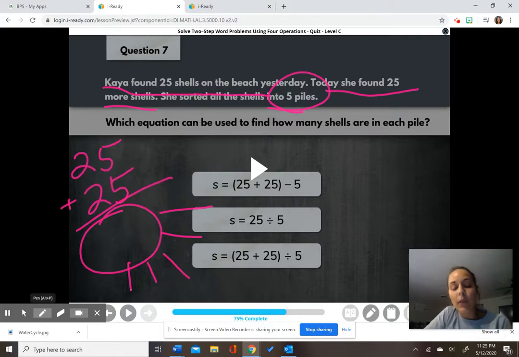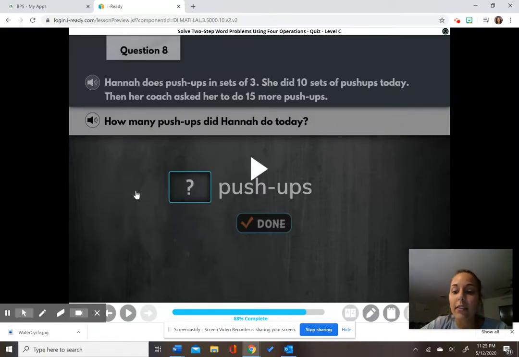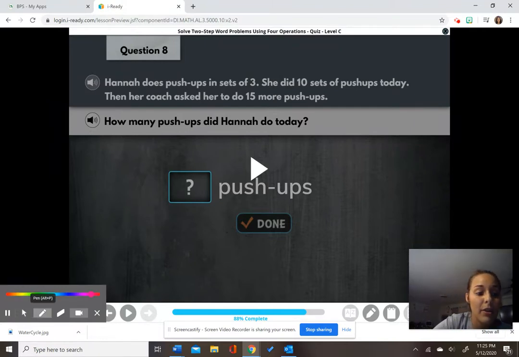Yep. So which one of those has both of those in the correct order, where you are adding up the total and then splitting it into 5 groups? That will be your equation for that one. Then the last one of all, talking about push-ups. I hate push-ups. I'm just going to do the same thing I've been doing, which is underlining as I go. She does push-ups in sets of 3.